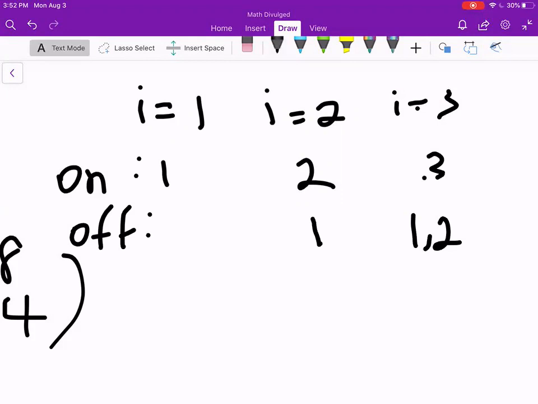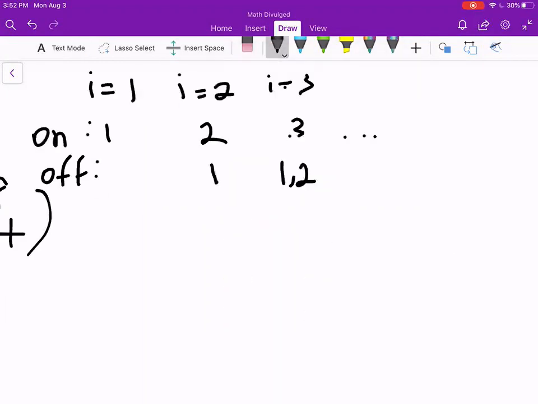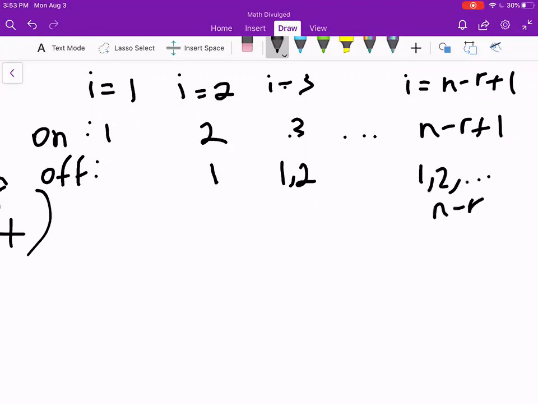And so on, all the way to case i equals n minus r plus 1, where person n minus r plus 1 will be on the committee, and everyone else, 1, 2, ... n minus r, will not be on the committee. So basically, we have our distinct n minus r plus 1 cases.